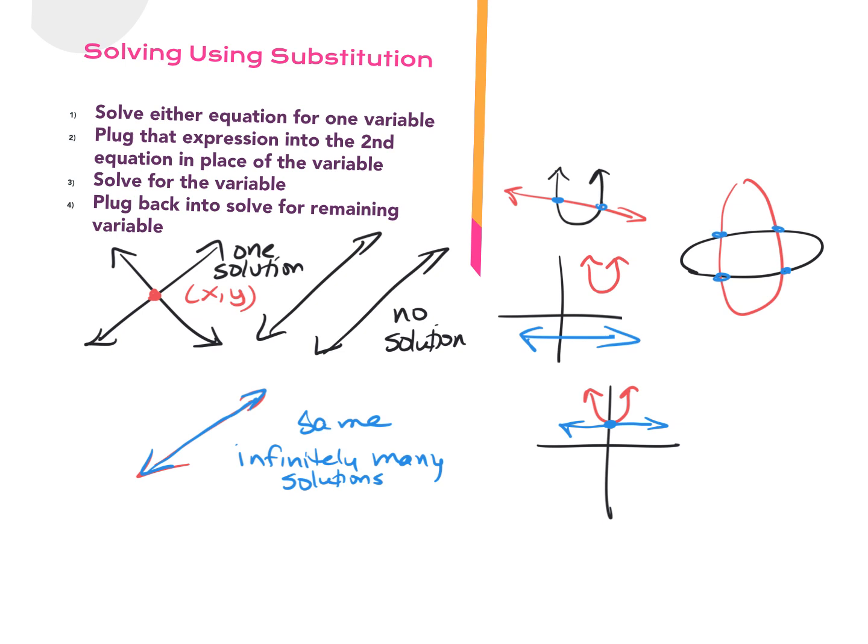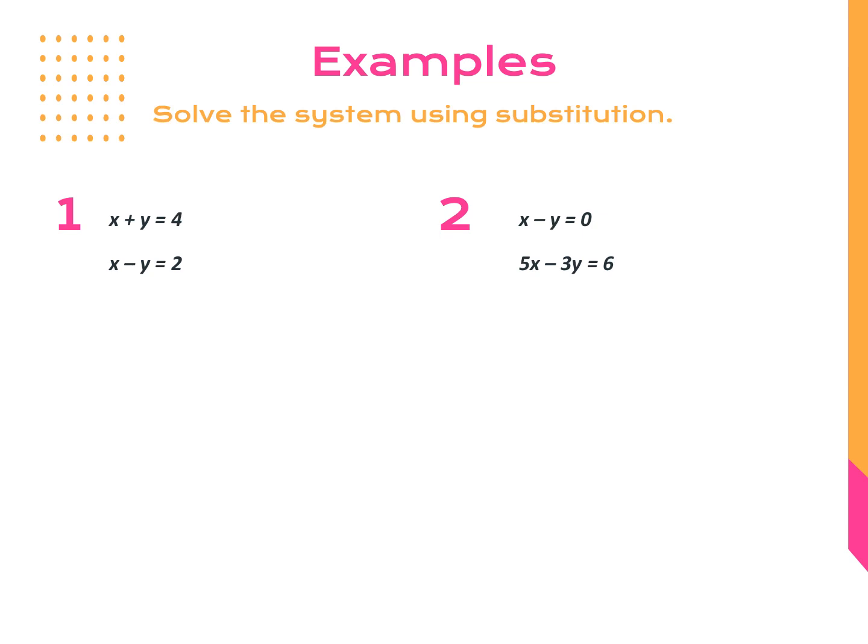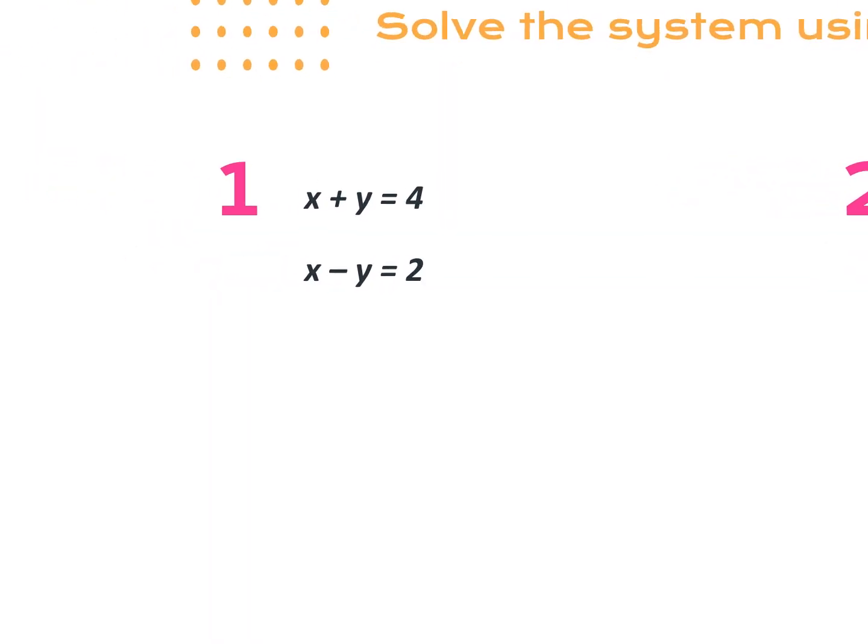But today what we're going to focus on are the linear systems. So 2 straight lines. So let's take a look at example 1. Now the instructions say to use substitution. But honestly, this one is really set up better to do elimination. But I'm going to go ahead and show you substitution.